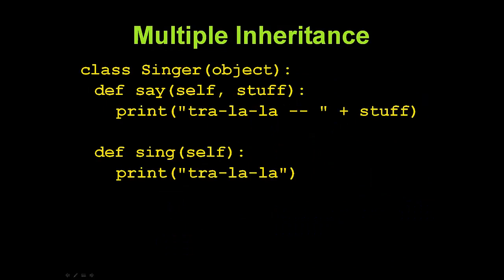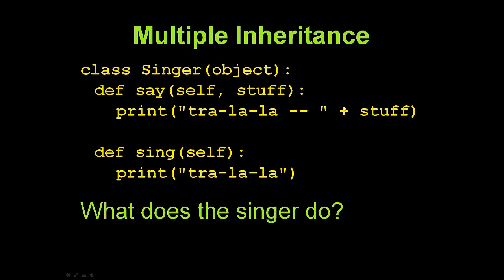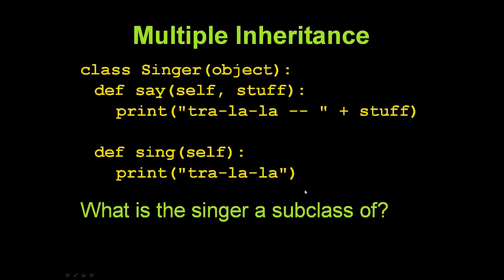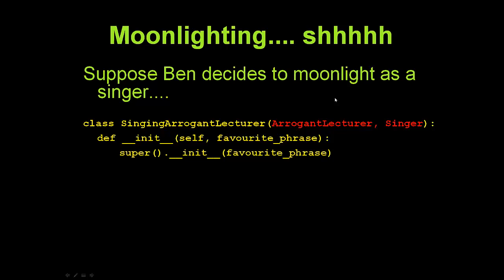Let's look at an example on how multiple inheritance will work. Let's look at this example called singer. Singer is this object. What does the singer do? Well, it says and it also sings, right? So when you ask the singer to say something, then you go tra-la-la something. You ask the singer to sing, you will just go tra-la-la. What is the singer a subclass of? The singer is obviously a subclass of this thing here, which is object. Now, suppose Ben decides to moonlight as a singer. So you have this thing called a singing arrogant lecturer, right?